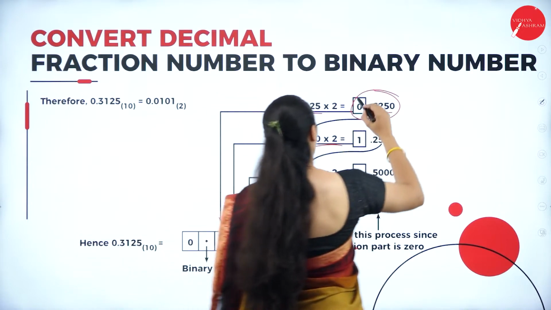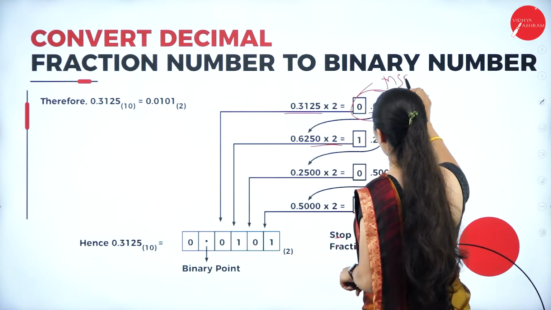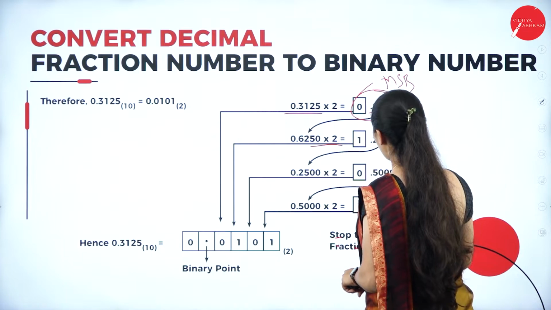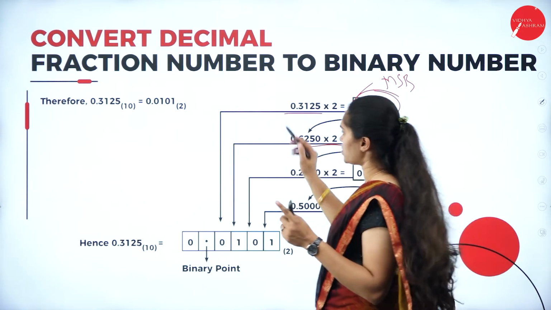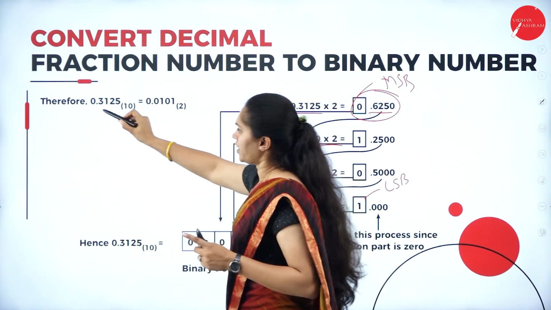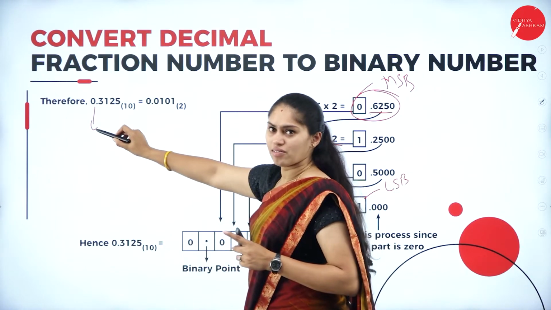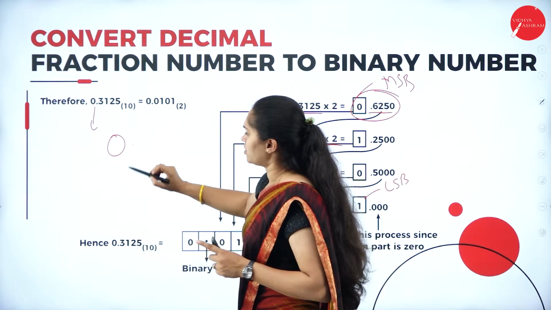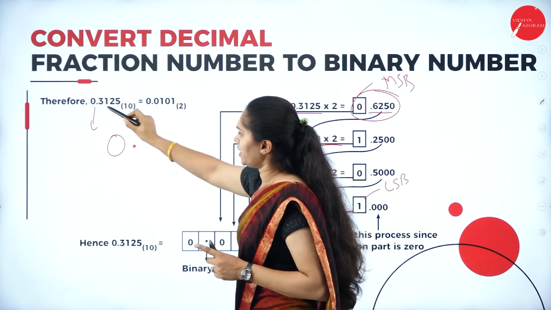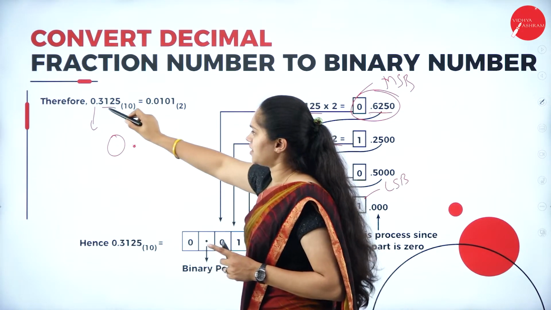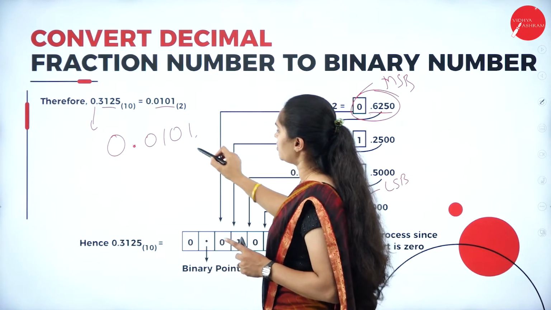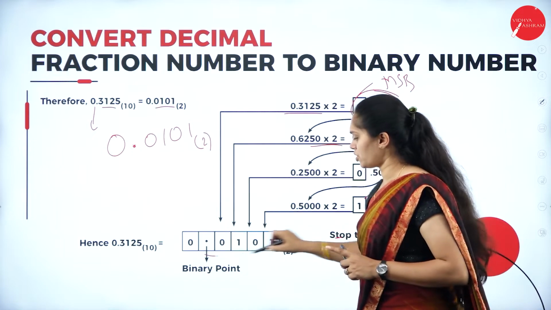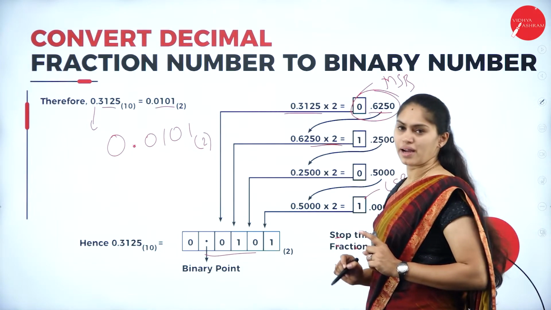So this is considered as the MSB, or most significant bit. This is the LSB, or least significant bit. For the value 0 in the question, we have 0.3125. For this the equivalent binary number is 0. After that, put this decimal point. What is the equivalent of this 0.3125? That is 0101, which is of base 2. That we are going to write. This represents the binary point.